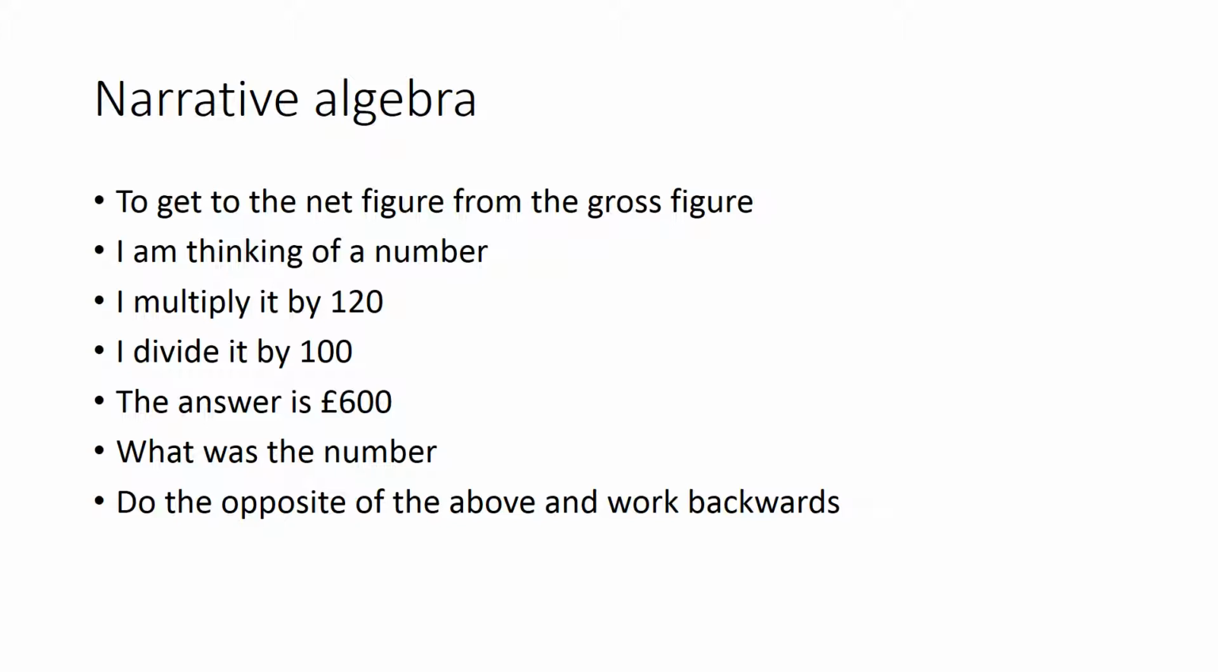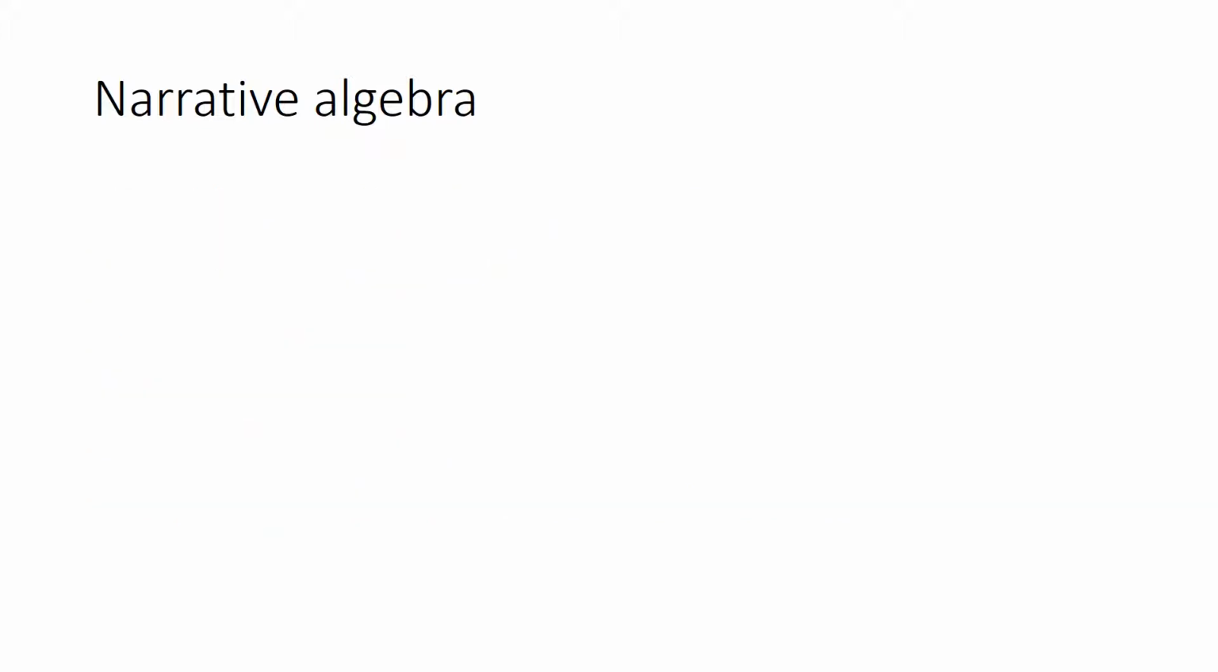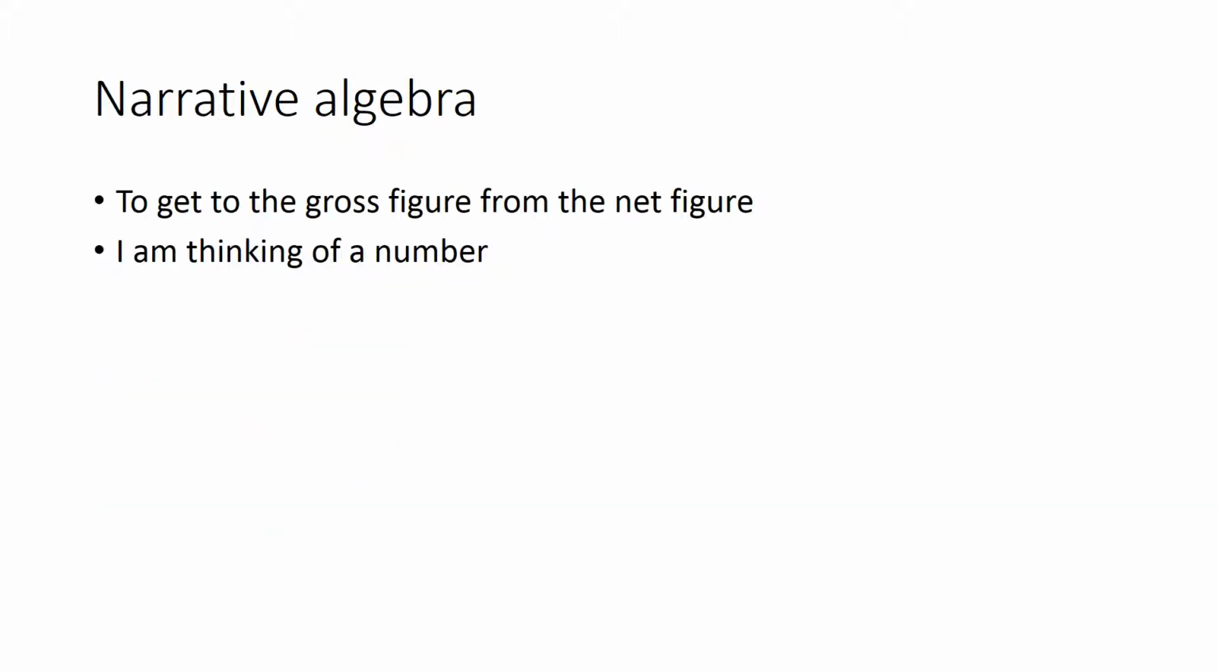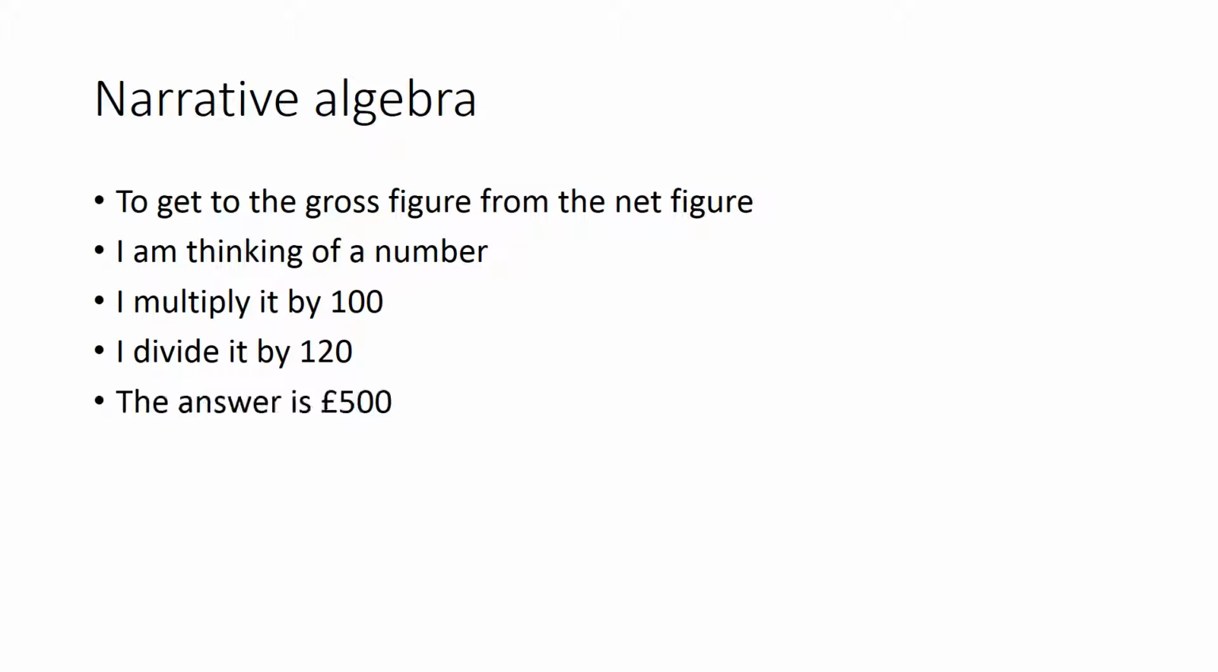To get to the gross figure, let's do this again. I'm thinking of a number, multiply it by 100, divide it by 120, and the answer is 500. So let's now do the opposite. The answer is 500, I multiply it by 120, I divide it by 100, and that number is 600, and that would be your gross figure. You might find that an easier method, or that might be a version that clicks with you.